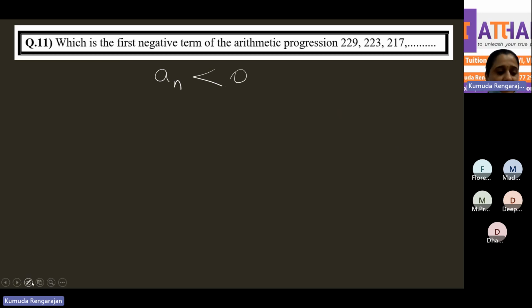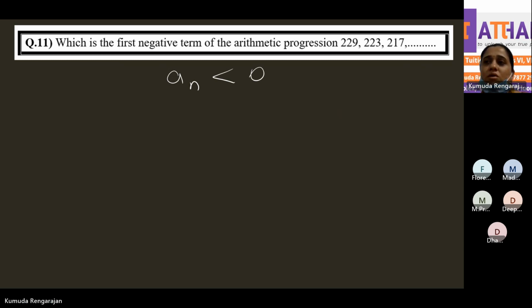So the question is which term, meaning an, is negative, meaning it's less than zero. That's the condition you should write. Always write that condition first. So now using this, you can work. You can substitute here and just work it. You should write the condition first.